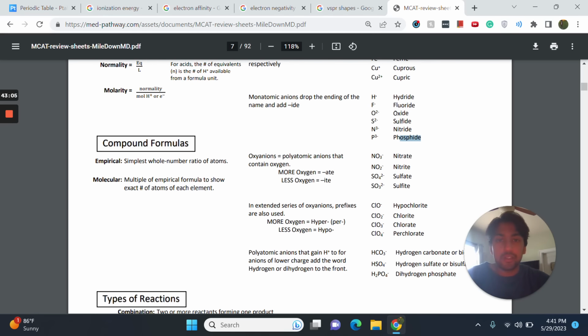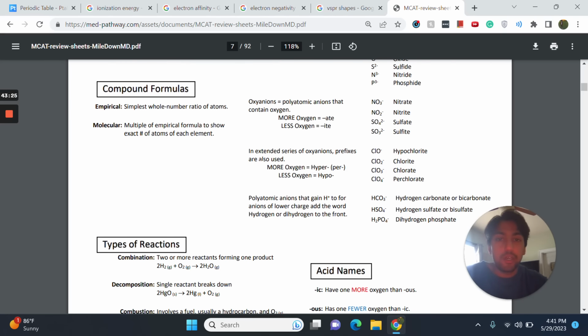The next thing is oxyanions. Oxyanions are polyatomic anions that contain oxygen. So more oxygen is an -ate and less oxygen is an -ite. So the best example of this is nitrate and nitrite. Fewer oxygens, that's nitrite. More oxygens, that's nitrate. More oxygens, that's sulfate. Fewer oxygens, that's sulfite.